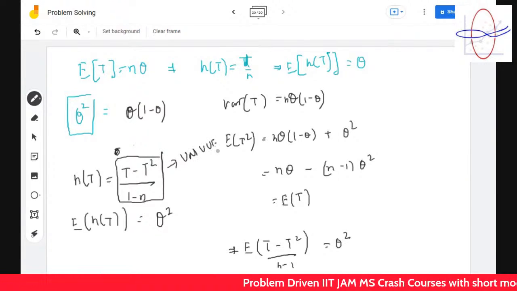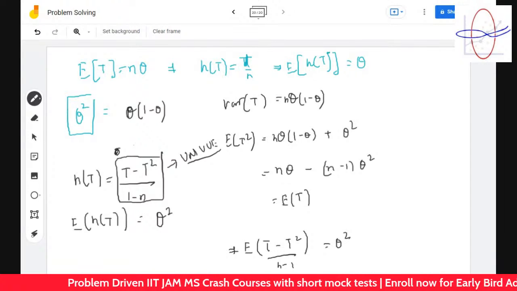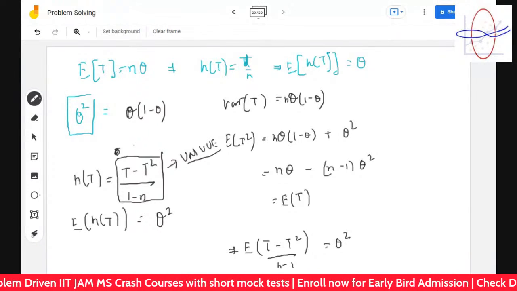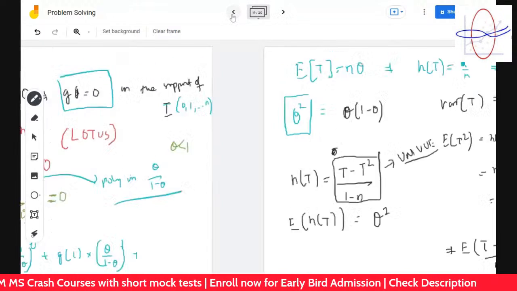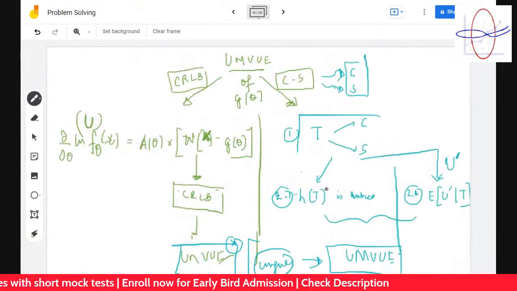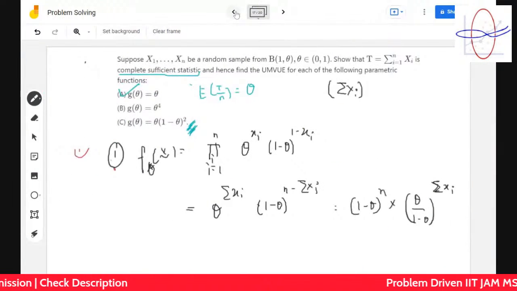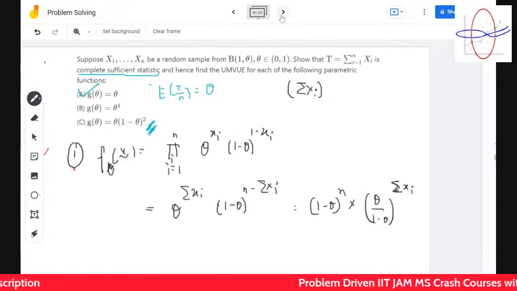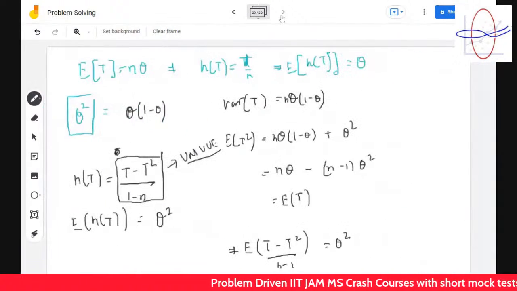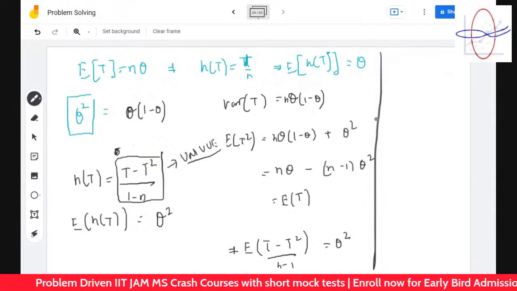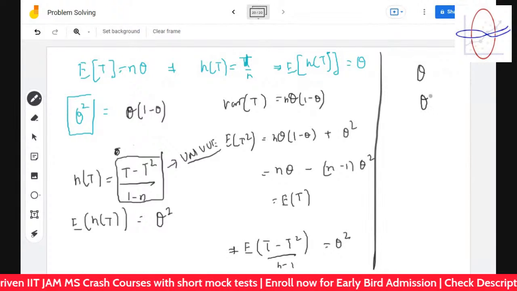In fact, it came in one of the IITs. Did you understand the algorithm, guys? We use this method. Similarly, you can find for theta cube. How? It's very easy. You have found for theta, you have found for theta square.